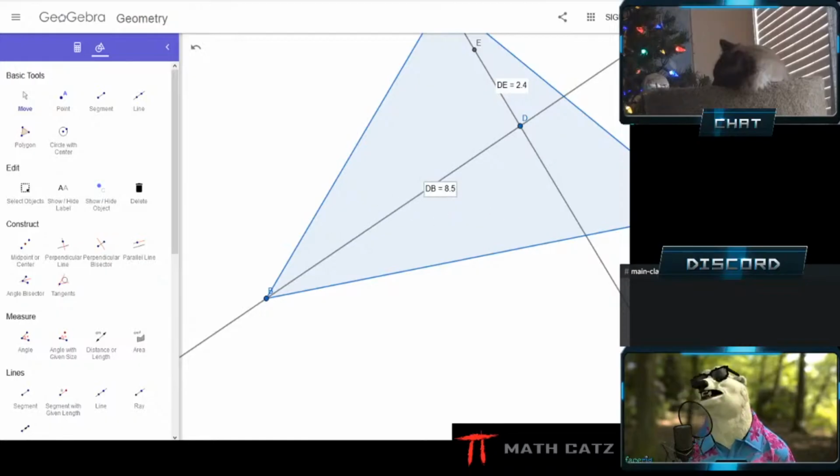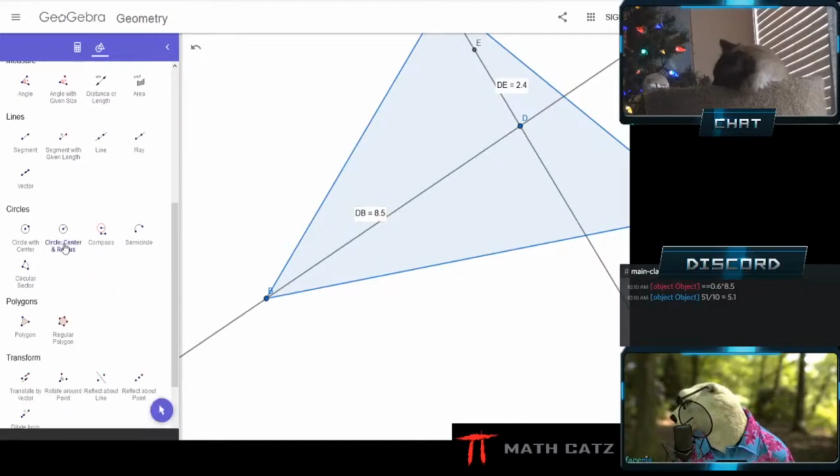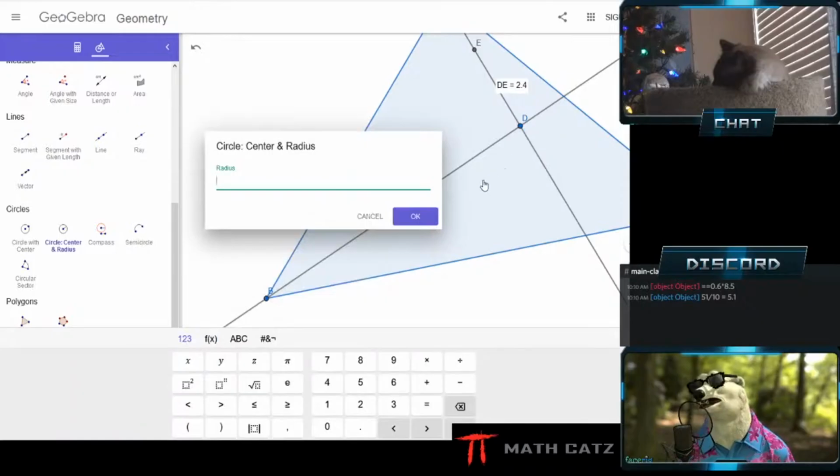8.5. So I'm going to apply the scale factor to that length 8.5. Scale factor is 0.6. 0.6 times 8.5, and we get 5.1. That's the length I need to measure from D out towards B, 5.1. Circle by specifying the center and radius. I can do that. Center is, of course, D. It's called the center. And I want a radius of 5.1.